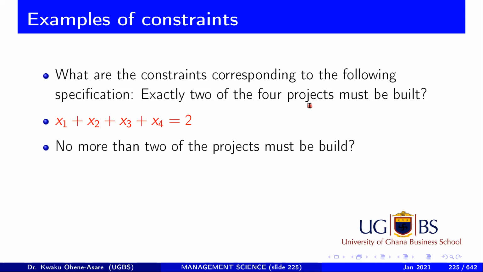Now what if you have this constraint? Let's go on. No more than 2 of the 4 projects must be built. What would that be? What is going to be on the right hand side? What symbol and what number? Of the 4 projects, we know that is going to be on the left hand side. x1, x2, x3, x4, we add them.